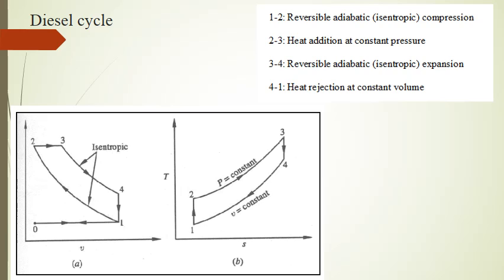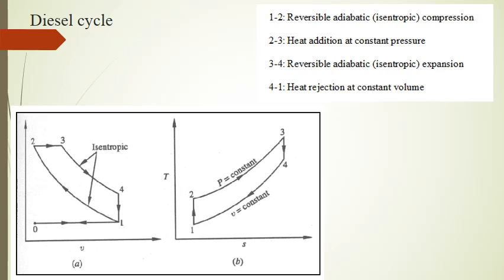So the thermodynamic cycle begins from point 1. So reversible adiabatic, that is isentropic, compression of the working substance is taking place. Then heat addition takes place at constant pressure. Then reversible adiabatic, that is isentropic, expansion of the working substance is taking place. Then heat rejection at constant volume.